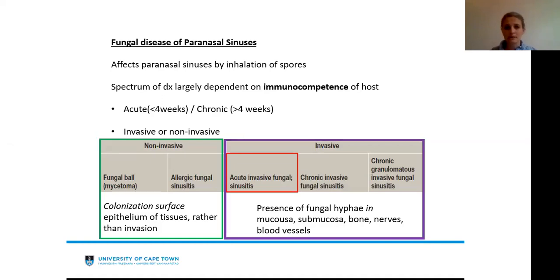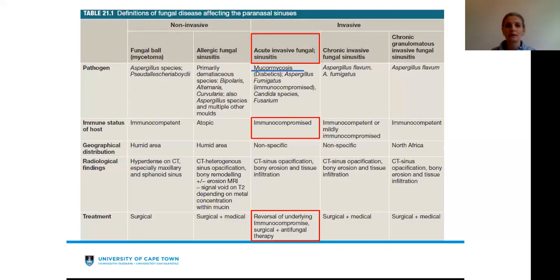So with regards to fungal disease of the paranasal sinuses, we've got non-invasive groups and invasive groups, so a total of 5 groups. The non-invasive ones are generally your fungal balls and your allergic fungal sinusitis. This is really where you only have colonization on the surface epithelium of tissues rather than actual deep invasion. If we look at the invasive group, and specifically we are looking at acute invasive fungal sinusitis today, that's where you have fungal hyphae that are actually within the mucosa, submucosa, bones, nerves, and of course blood vessels. This is a table that's taken from Scott-Brown.